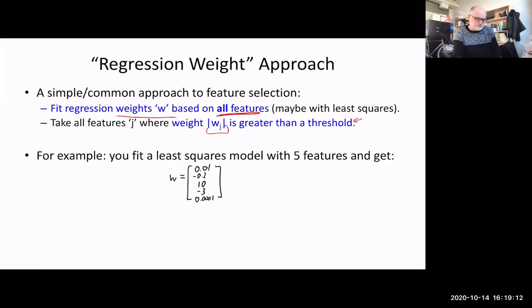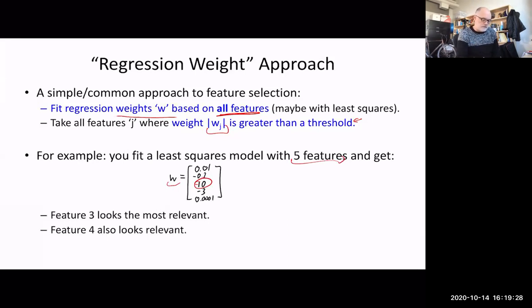To be really concrete about this, if we have a feature matrix with 5 features and we fit a least squares model and we find these particular features, then the absolute value of the weight here, it's pretty clear that that's pretty relevant, right? Feature 4 also looks relevant. Feature 5 probably not relevant. It's not really strongly involved in producing the value of the prediction, right?